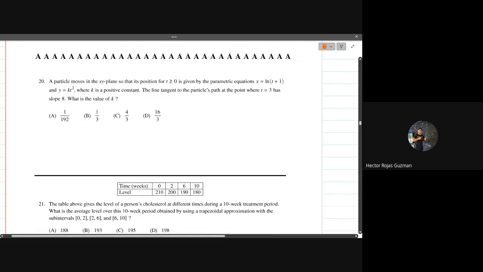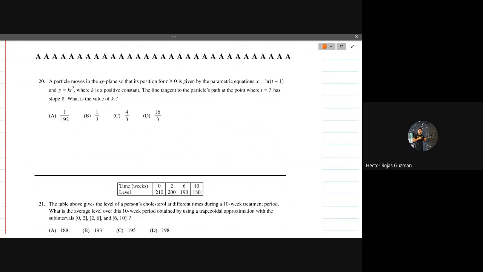When a particle moves in the xy plane so that the position is given by the parametric equations x and y, where k is a positive constant, the line tangent to the particle's path at the point where t is equal to 3 has a slope of 8. What's the value of k, sorry. Okay, so we have a tangent line. The tangent line on the particle's path at 3, the slope is 8.